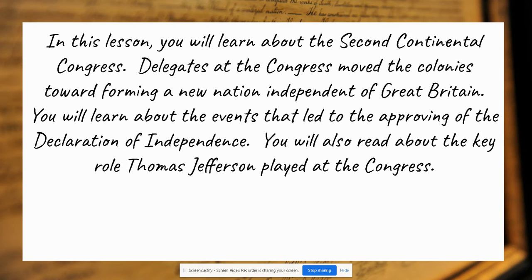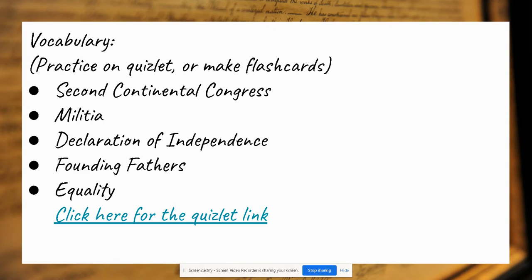You would have delegates from Georgia colony, from the New York colony, from the Massachusetts Bay colony, and all of these people came together to give their opinions and information about what was going on in their colonies and how people in those colonies were feeling about the idea of declaring independence. So, you'll learn in this chapter about the events that led up to the approving of the Declaration of Independence. And you'll also read about the key role that Thomas Jefferson played at the Congress.